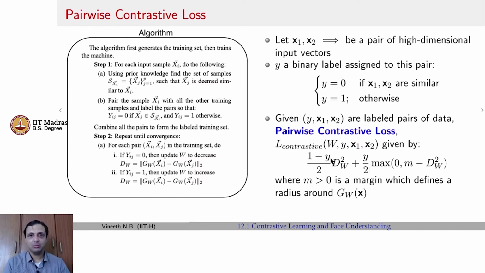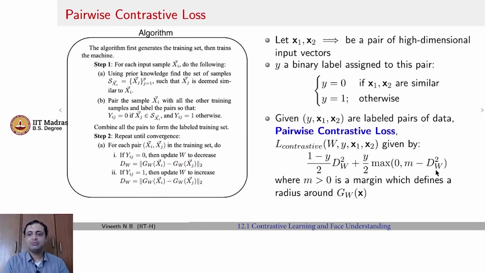When y is equal to 0, the images are similar, so you're minimizing dw square, which is what we'd like to do. And when y is equal to 1, you have dissimilar images as input. Then you're minimizing the max of 0 comma m minus dw square. Let's analyze this. M is a user-defined margin that you want the dissimilar images to at least be separated by a certain number, 10 units or 20 units in your manifold, and so forth.